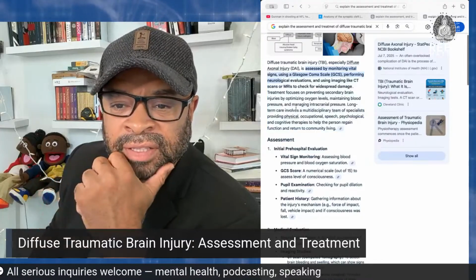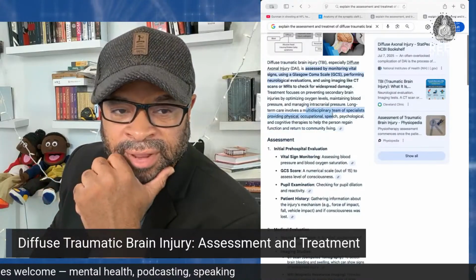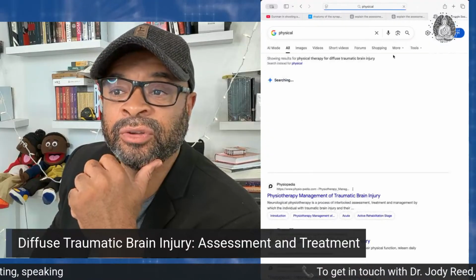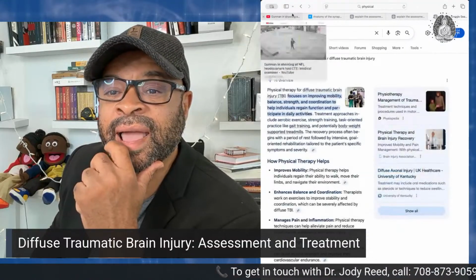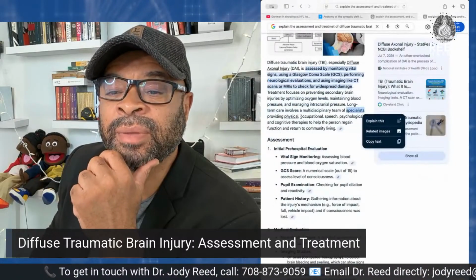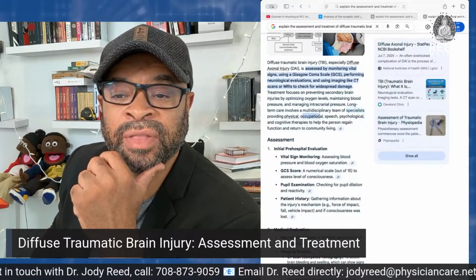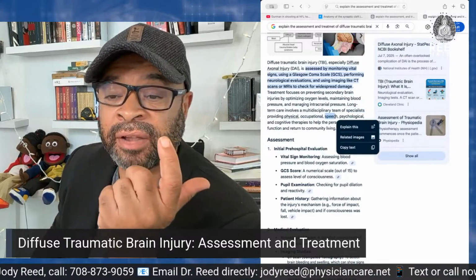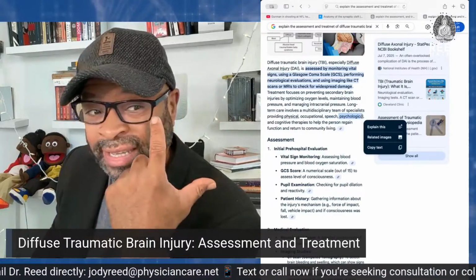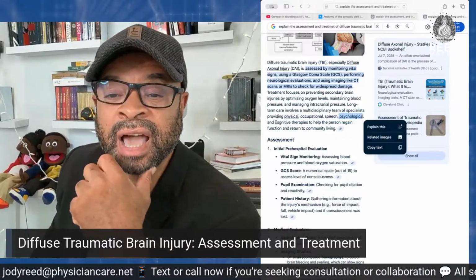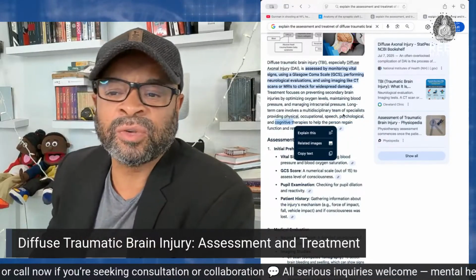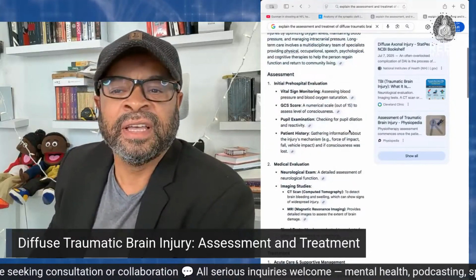Just look at these areas. Long-term care, multidisciplinary, right? Specialists, okay. Physical therapy, getting in shape. Occupational therapy, learning how to get around the house. Speech therapy, because it can be in the area of speech. Psychological, right? Because it can be in that prefrontal cortex, affect your perception of things. Cognitive, it can be in your frontal lobe. And so this multidisciplinary team will focus on the different aspects of the person's care.